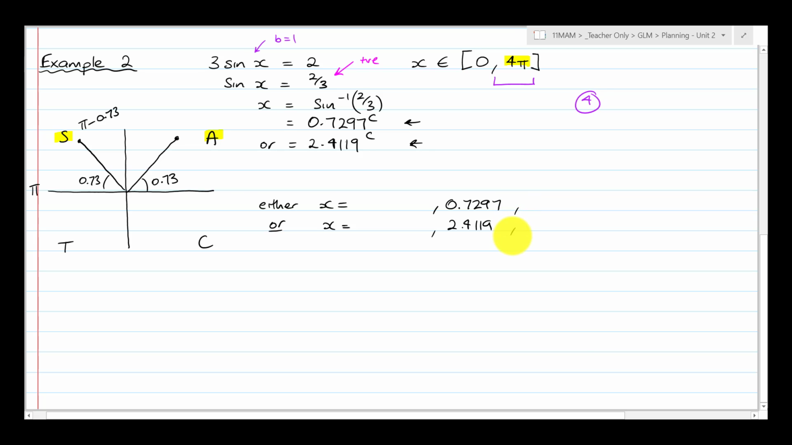Now I get my subsequent solutions by just doing a full rotation, a full period if you're looking at the graph, away from my initial solutions. So if I do a full rotation around from 0.73 on a unit circle, by adding 2 pi, I get back to that same solution. So I'm actually going to add 2 pi to this, and I get this.